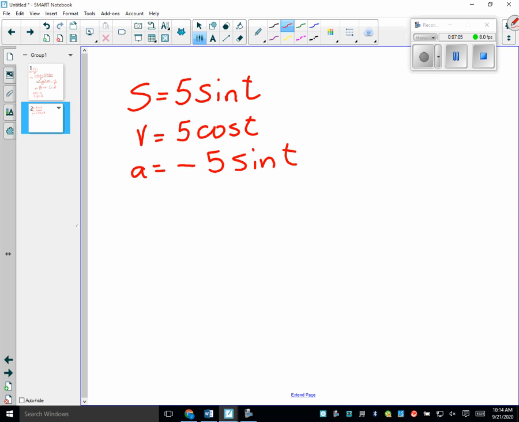All right, this time I'm going to give you a little bit harder one, okay? This time, s is equal to 2 sine t plus 3 cosine t.